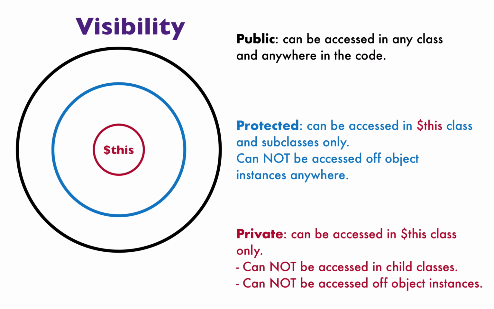Public properties and methods can be accessed in any class and anywhere in the code. Protected can be accessed in this class and subclasses only. Cannot be accessed off object instances anywhere. And private properties and methods can be accessed in this class only. Cannot be accessed in child classes and cannot be accessed off object instances, i.e. just anywhere in the code.